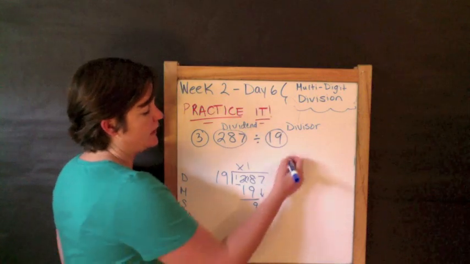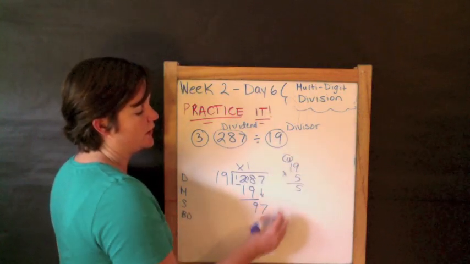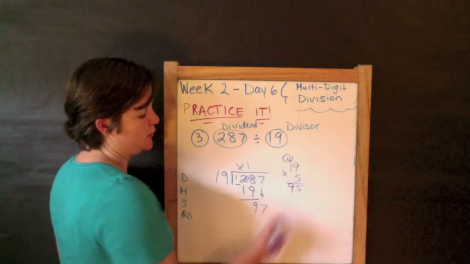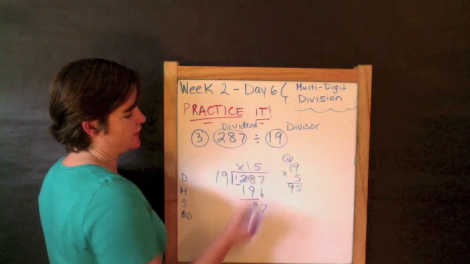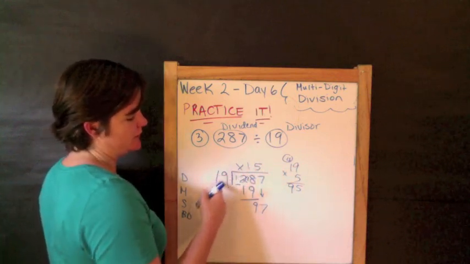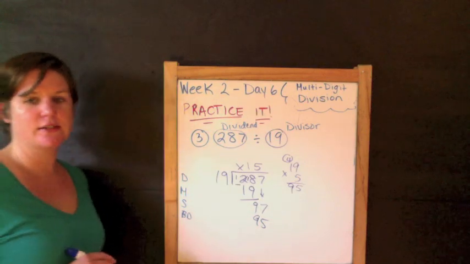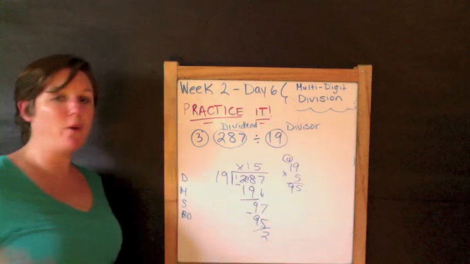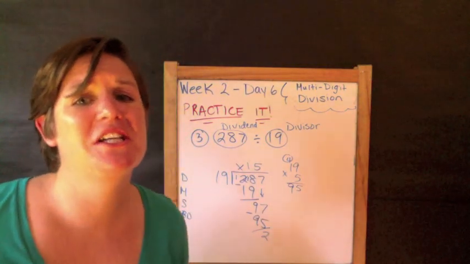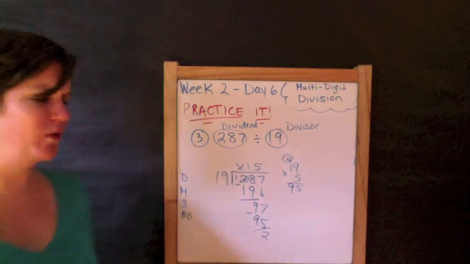9 times 5 is 45. 5 times 1 is 5, plus 4 is 9. Ooh, it's 95. So it does go in at least 5 times. So 5 times 19 is 95. Now we subtract, and we get a remainder of 2. But we're not finished yet, because we need to check our work. Always got to check your work.